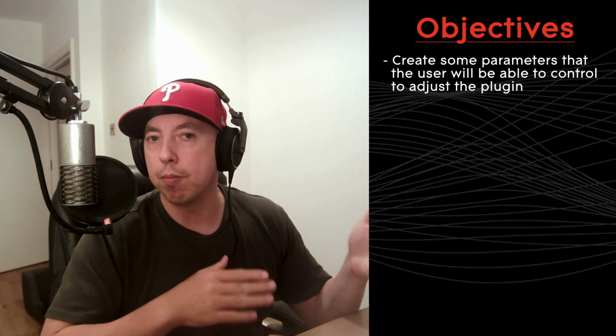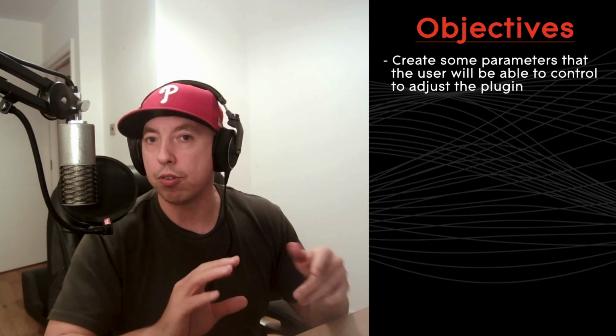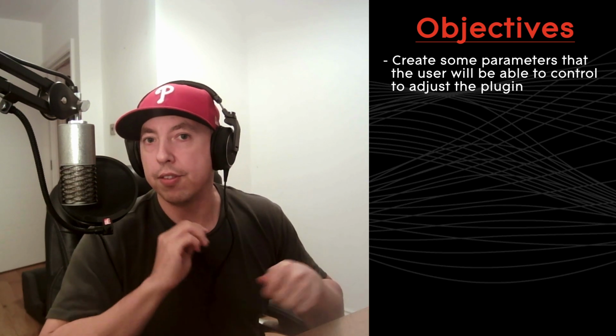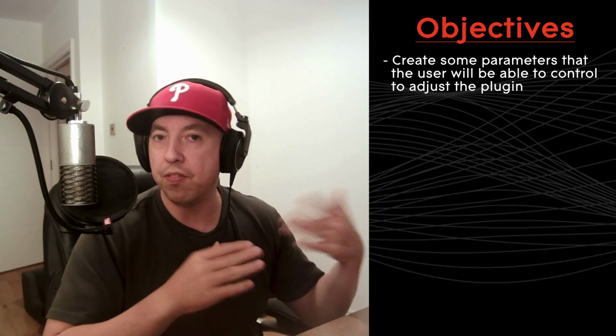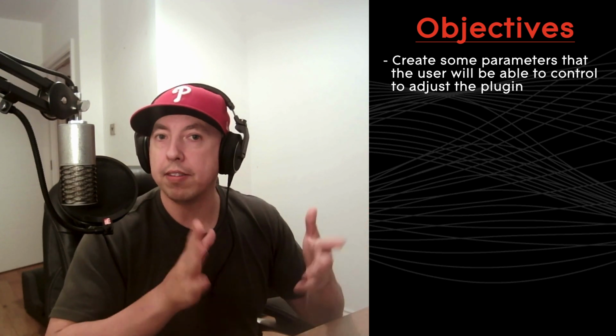And in this tutorial, we're going to continue with our delay plugin series. And we have two objectives for this tutorial. The first one is that we're going to create some parameters quickly that the user is going to be able to control to adjust this plugin that we're creating. In this case, it's going to be the feedback parameter and delay time parameter.